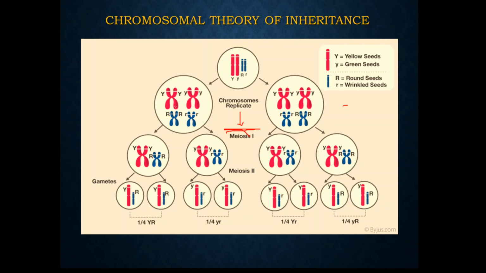Or these chromosomes which are divided, they are distributed into the two daughter cells, and these again are further divided into 4. So totally one cell is giving rise to 4 cells during meiosis. So gametes are formed which are carrying only one chromosome and one gene.